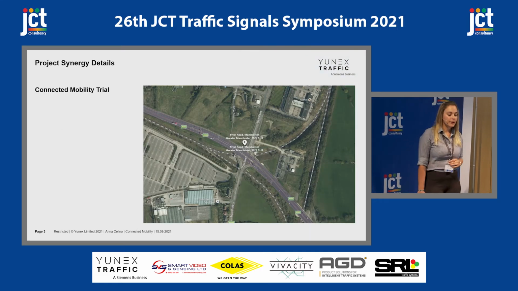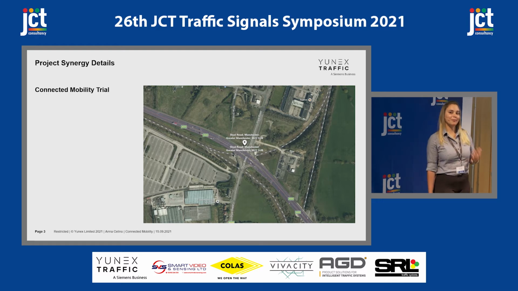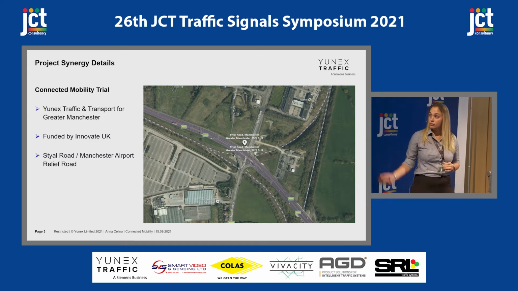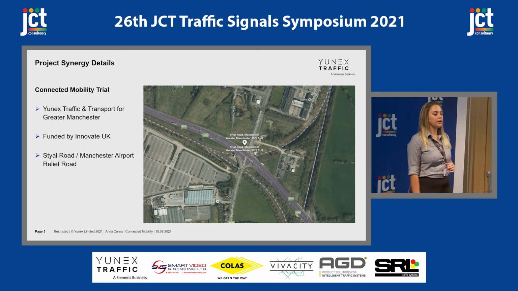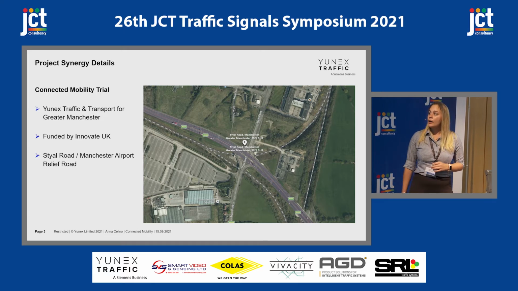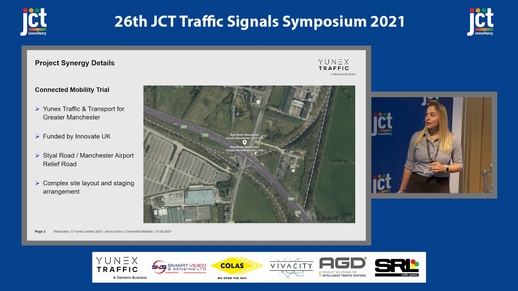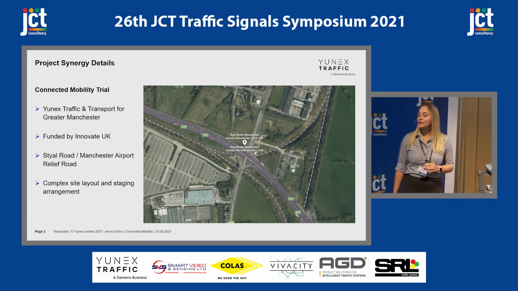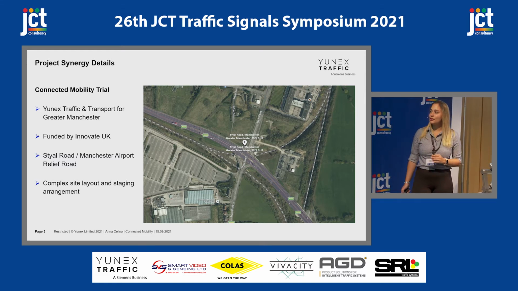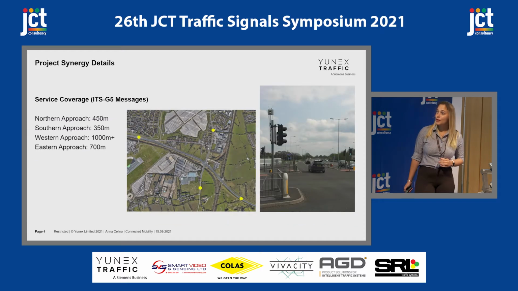So, location. This Connected Mobility project is a partnership between us and Transport for Greater Manchester. It was also funded by Innovate UK, who are aiming to complete autonomous vehicle and connected mobility trials around the airport area, Munster Airport area. As you can see, it was a very challenging site because we had 5 stages, 10 traffic phases, and 14 lanes approaching the junction. So it was a very particular site to work on.